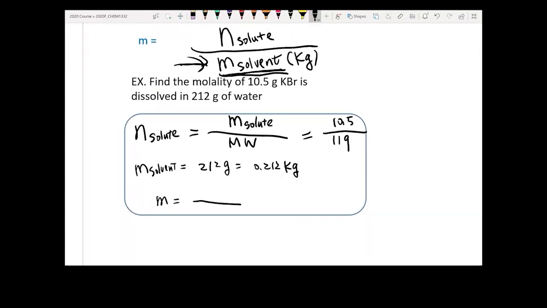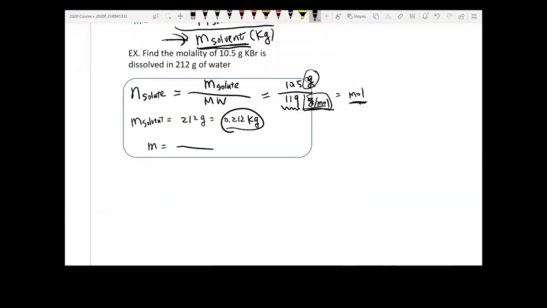Then you can calculate your molality. It's going to equal this divided by that. I should make this clearer. 10.5 is in grams, and your molecular weight has a unit of grams per mole, so this will cancel out and give you a unit of moles. That's why I did not need to convert this into kilograms. So the calculation is just this divided by that, and then you get the answer of 0.416 m.